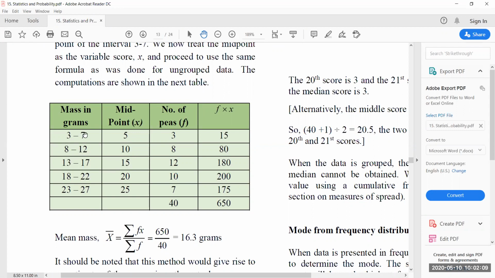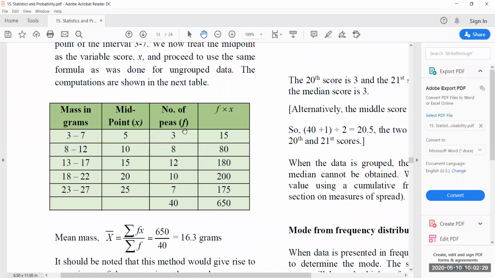So 3 plus 7 is 10, 10 divided by 2 is 5. 8 plus 12 is 20, 20 divided by 2 is 10. 13 plus 17 is 30, divided by 2 is 15. 18 plus 22 is 40, divided by 2 is 20, and so forth. Yeah? So that's how I get the midpoint here.